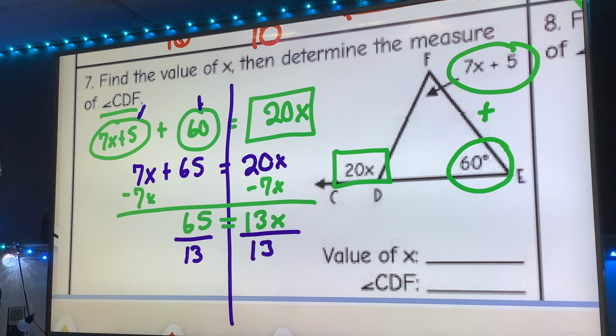Therefore, what is that, 5 I think? Let me double check. Yeah, I'm right. So 5 is equivalent to x. Now that answers the value of x part, which is over here.